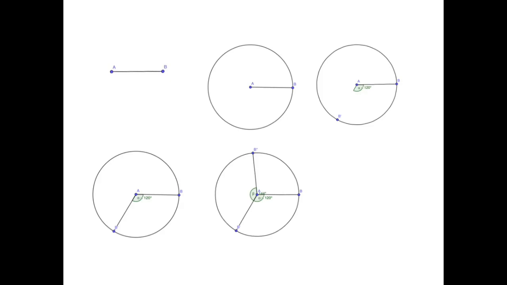So I start off here in the first picture by drawing a line segment. In the second picture, I take my compass, I put the point of the compass on A and the point of the pencil on B, and I use it to draw a circle. So A is the centre of my circle now. I then put the protractor so that the centre mark is on A, and here's my 0 line, and I measure round 120 degrees and make a mark on the circumference.